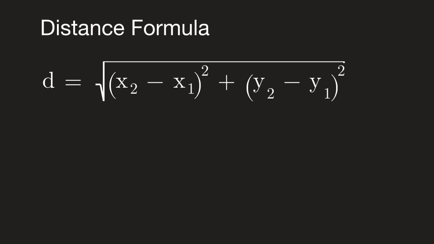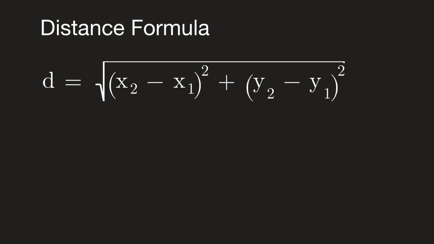Now, distance equals, that is a big radical, a big square root. Square root of x sub 2 minus x sub 1. That quantity, that difference, is being squared. Plus, and then we've got the difference in the y values: y sub 2 minus y sub 1. That quantity is being squared. Okay, so keep writing.